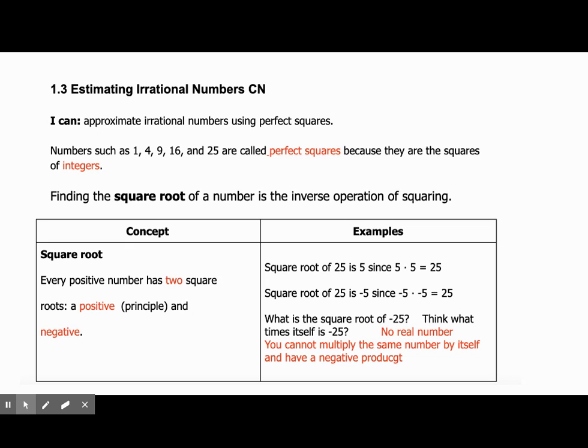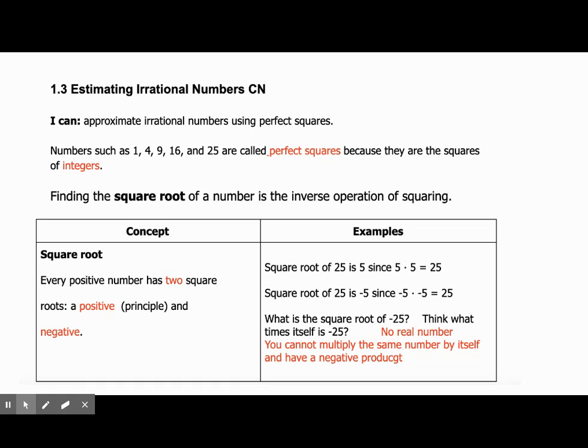So the square root of 25 is 5, since you are multiplying 5 by itself twice, or 5 times 5 is 25. The square root of 25 is also negative 5, and this is referred to as the negative square root, because negative 5 times negative 5 is also equal to 25.